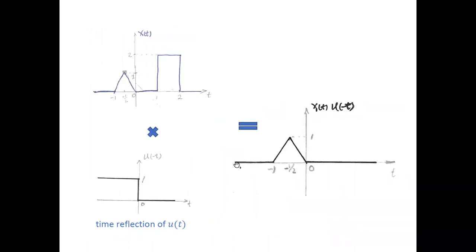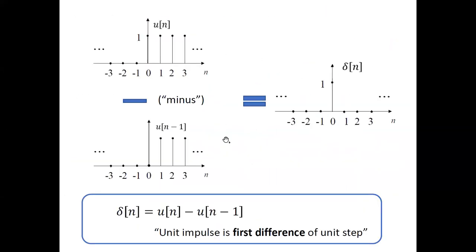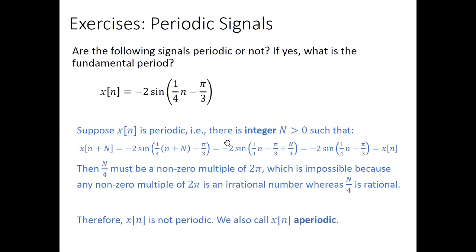Another question is related to the periodic signal. The question is, if the signal is continuous, is the period t equals 8 pi? I guess you are referring to this signal. This is a discrete time signal, but if we have a continuous time x of t, which is minus 2 sine of 1 over 4 t minus pi divided by 3, in this case, yes, the signal is periodic with fundamental period equaling 8 pi. You are right.